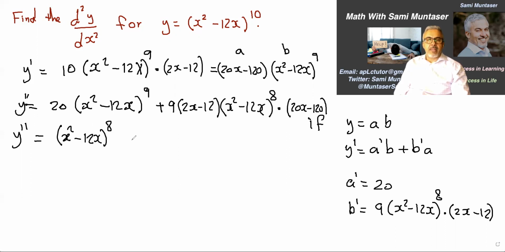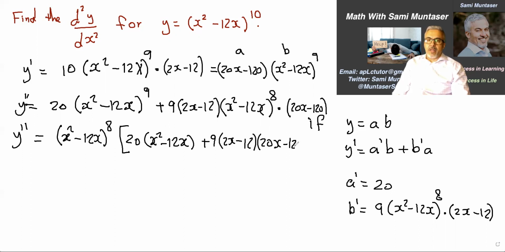To the power of 8. And then what I have inside the other brackets is 20, and I will have x squared minus 12x here, because when you take this and divide this by this, you get that, plus 9 2x minus 12 times 20x minus 120.